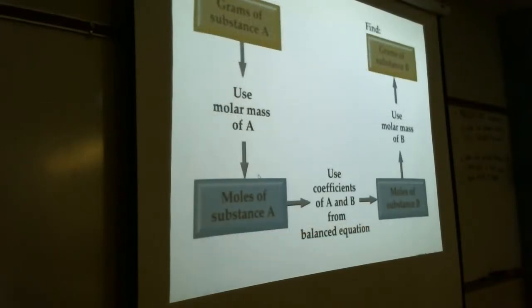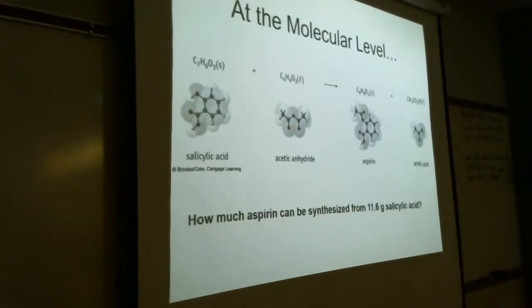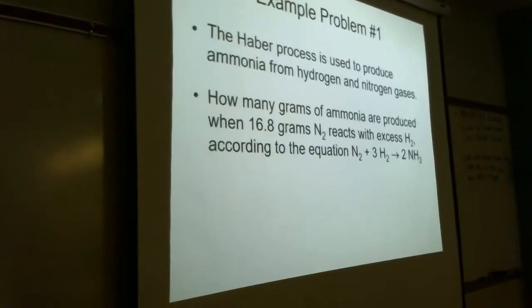All right, so you convert grams to moles, mole ratio, moles to grams. Three steps. So this is just a molecular level kind of real world problem. How much aspirin could be synthesized from 11.6 grams of salicylic acid? This is an experiment we do next semester. If you take Chem 1124, which is elementary organic, no math in that class, by the way, that's my big selling point, we actually synthesize aspirin. So if you ever have to take organic chem, elementary organic is a good class to get you ready for that. And this is an experiment we actually do.